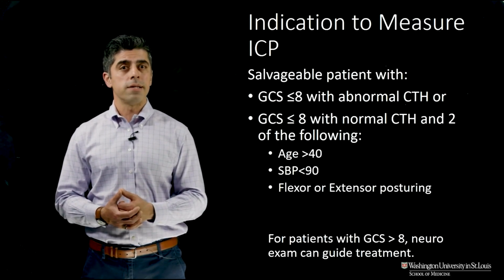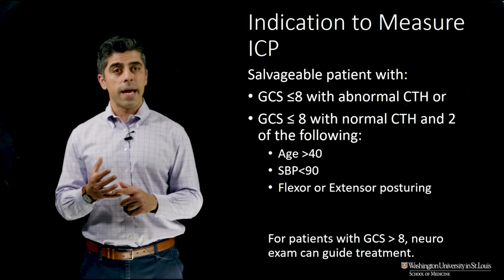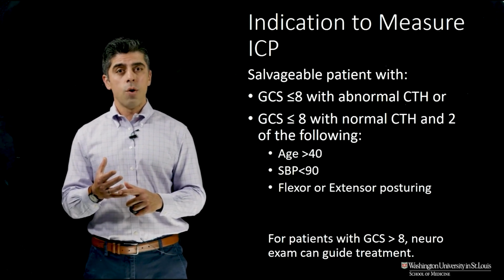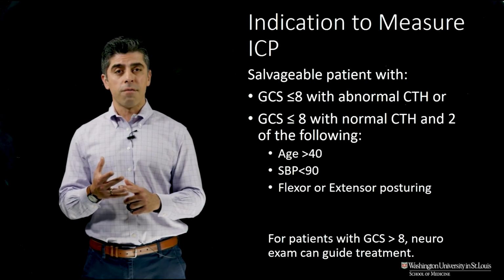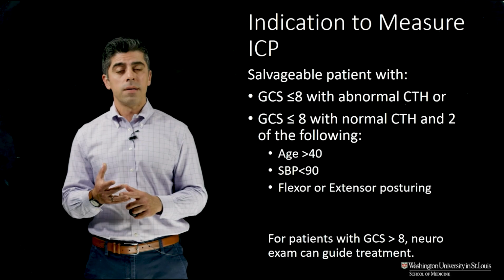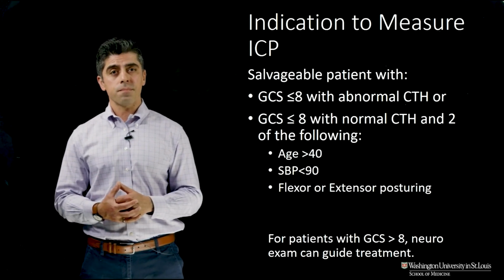What are indications to measure ICP? If you have a salvageable patient with a GCS less than or equal to 8 with abnormal CT head, or GCS less than or equal to 8 with a normal CT head and 2 of the following: age greater than 40, systolic blood pressure less than 90, or flexor or extensor posturing.